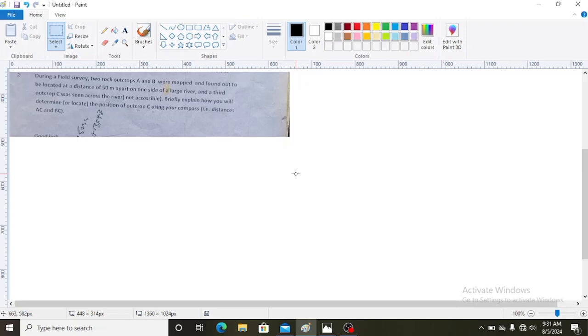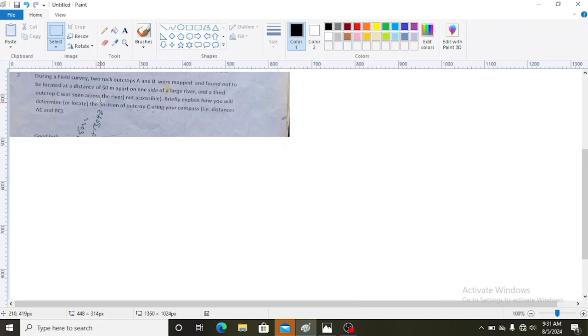So, this morning I'll be teaching you how to plot a traverse, and I'll be using this question. The question is saying, during a field survey, two rock outcrops, A and B, were mapped and found to be located at a distance of 50 meters apart on one side of a river, and a third outcrop C was seen across the river, not accessible.